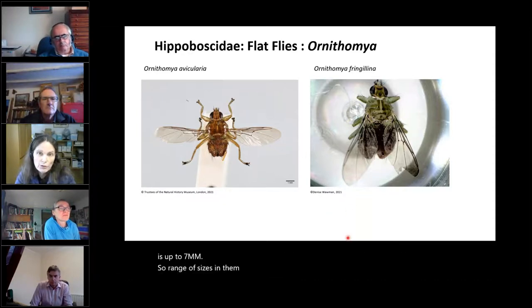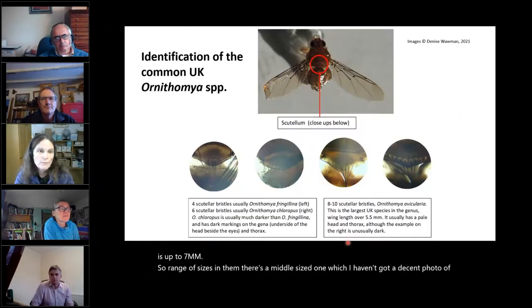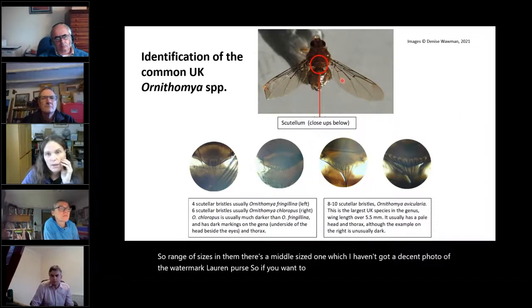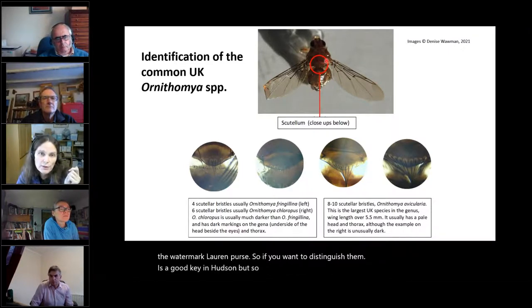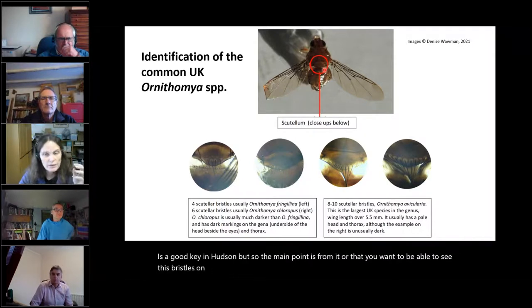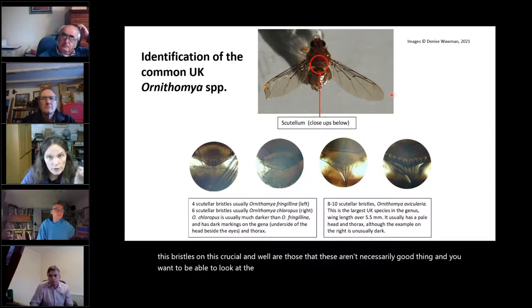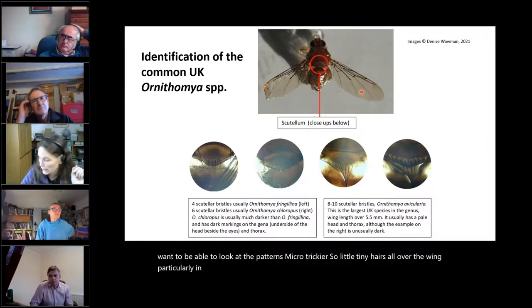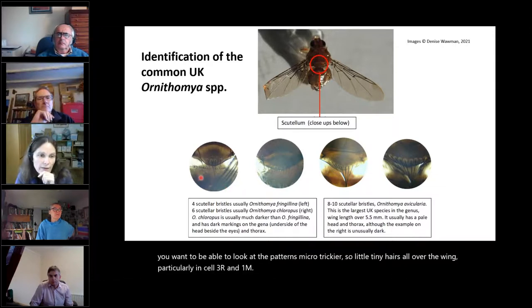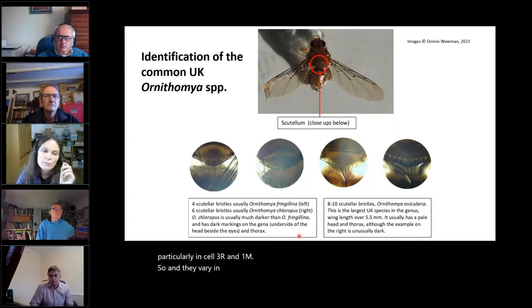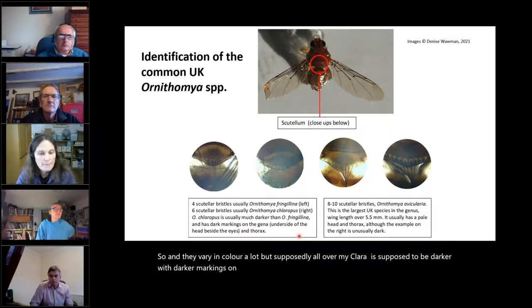There's a middle-sized one which I haven't got a decent photo of, called Ornithomyia chloropus. If you want to distinguish them, there's a good key in Hudson, but the main pointers from it are that you want to be able to see the bristles on the scutellum well, although these aren't necessarily a good thing. And you want to look at the patterns of microtrichia, little tiny hairs all over the wing, particularly in cells 3R and 1M. They vary in colour a lot, but supposedly Ornithomyia chloropus is darker, with darker markings on the undersurface.